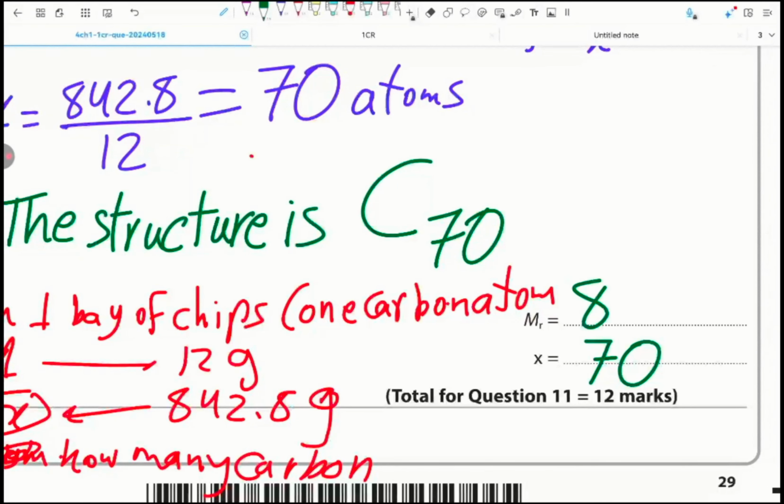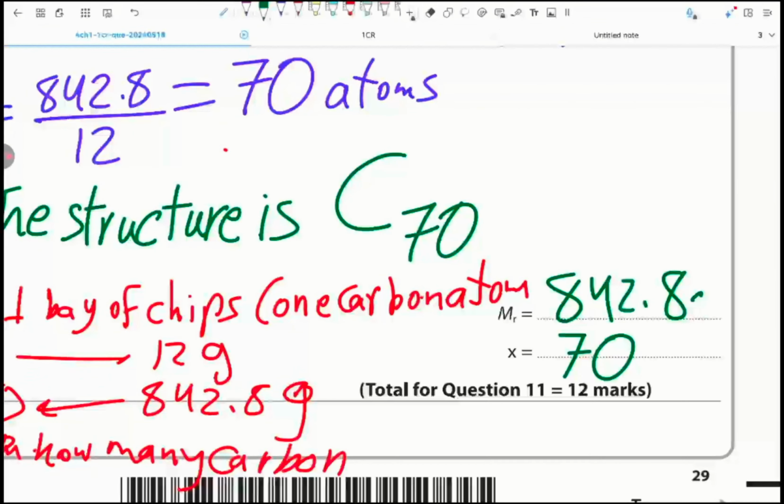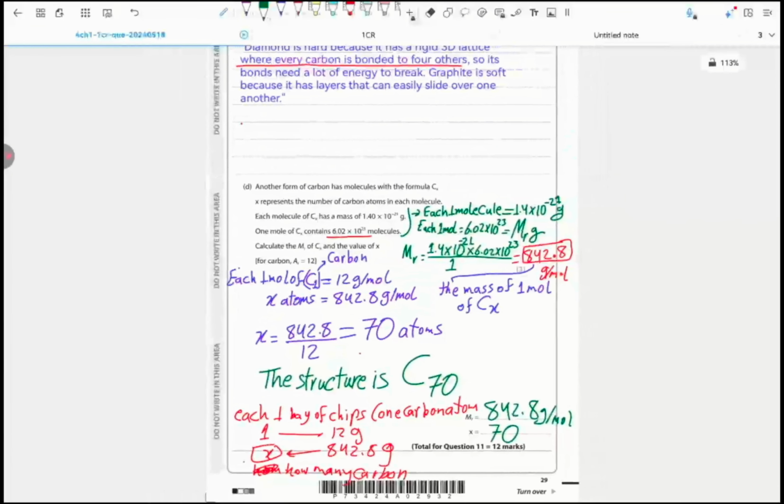And the molecular mass is 842.8 gram per mole. Till here, my friends, we have answered all questions.